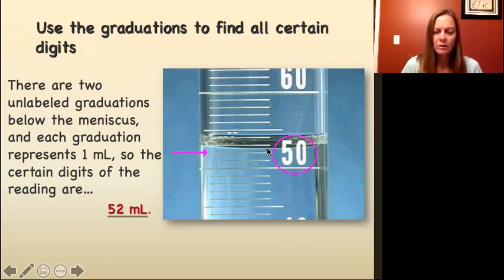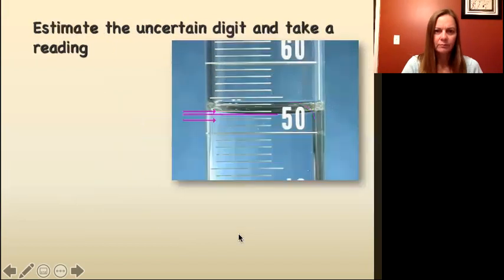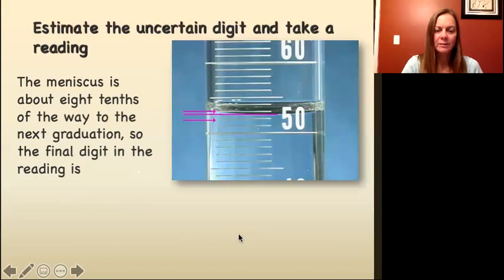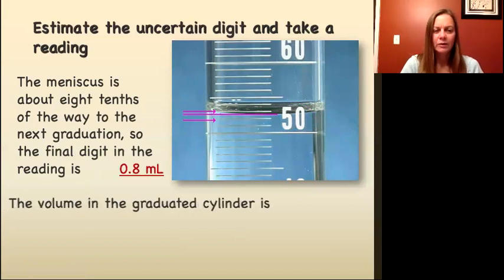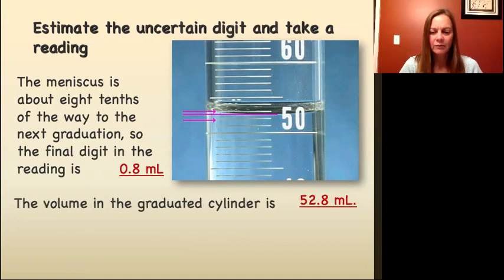So we know that the certain digits are 52 milliliters, but I think that this is closer to the 3 than to the 2. So I know it's more than 52 and a half. I'm going to estimate that it's 52.8. There we go. We're estimating that uncertain digit. It's about 8/10 of the way. So I'm going to estimate it at 52.8 milliliters.